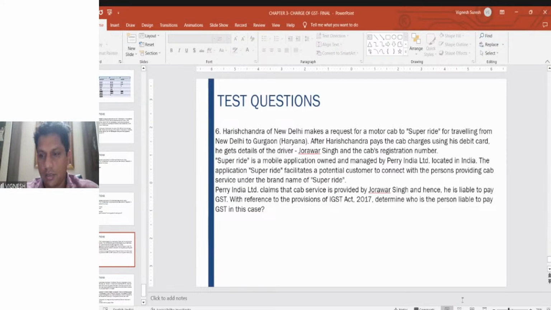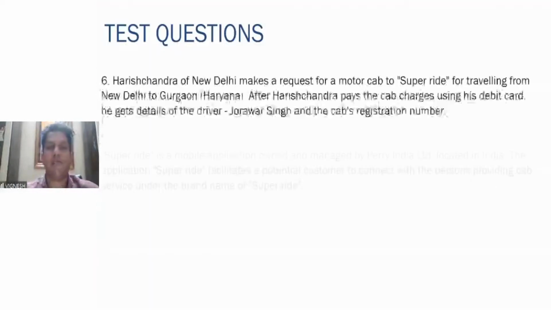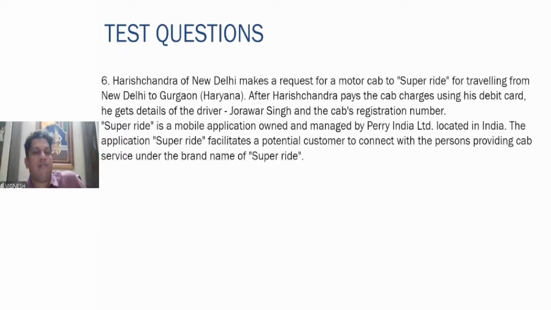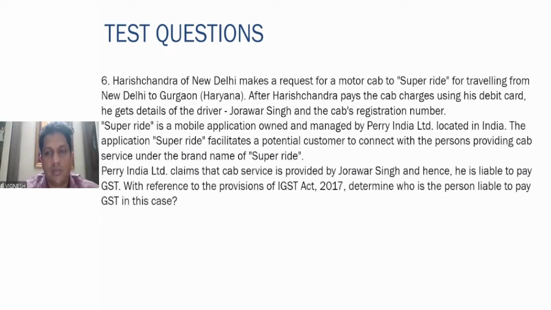Next. Harish Chandra of New Delhi makes a request for a motor cab on Super Ride for traveling from New Delhi to Gurgaon. After he pays the cab charges using a debit card, he gets the details of the driver, Jorawar Singh, and the cab registration number. Super Ride is a mobile application owned and managed by Peri India Limited. The application facilitates a potential customer to connect with the persons providing cab services under the name of Super Ride. It claims that the cab service is provided by Jorawar Singh, hence he is liable to pay the tax. With reference to the provisions of IGST, determine who is the person liable to pay the GST.